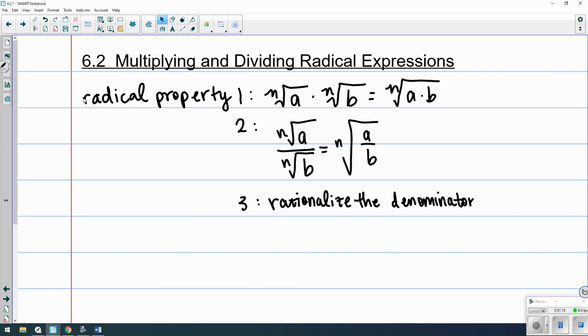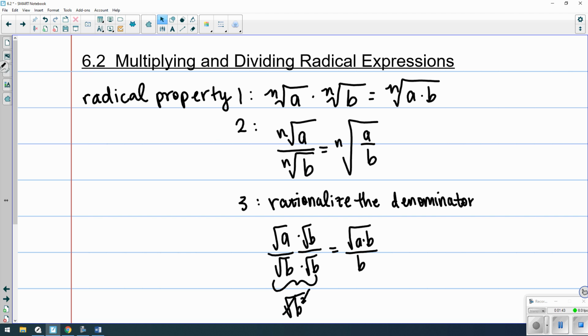If you have the square root of a over the square root of b, or really any nth root, to rationalize the denominator, you multiply by whatever's on the denominator, top and bottom. And then this becomes the square root of a times b over just b, because you can think of this as the square root of b squared, where the square and the square root cancel each other out. And that's how I got that b down there. All right, so those are the 3 properties we're going to need to work with today.